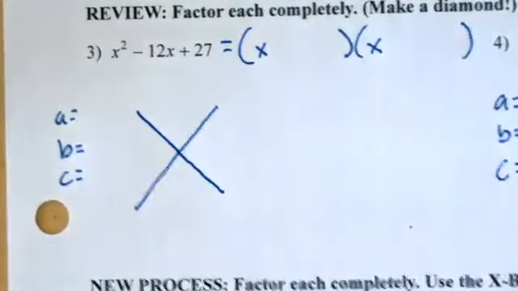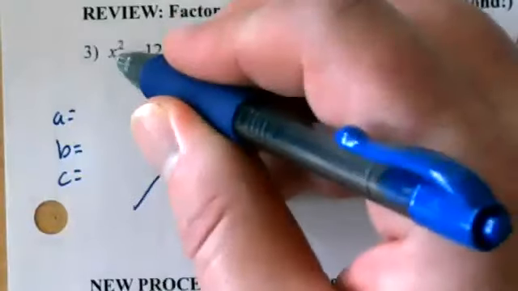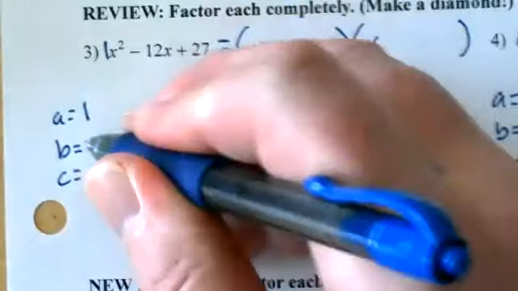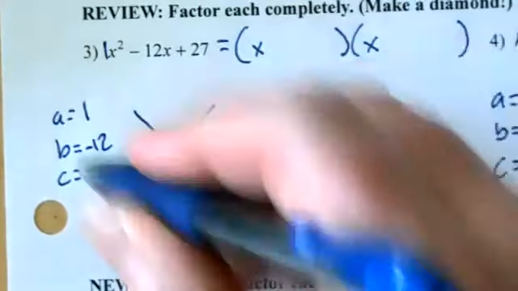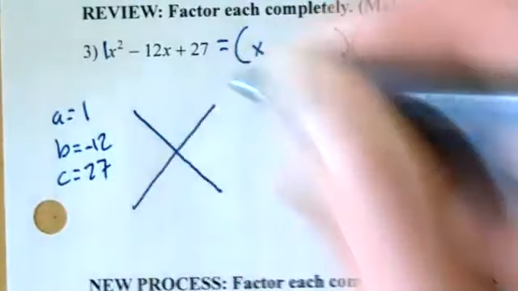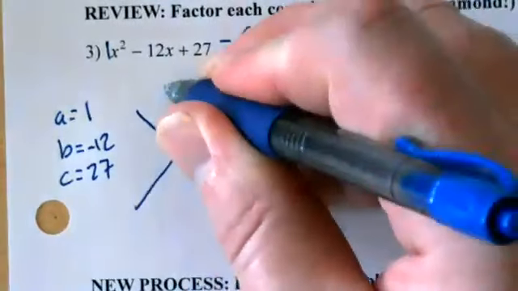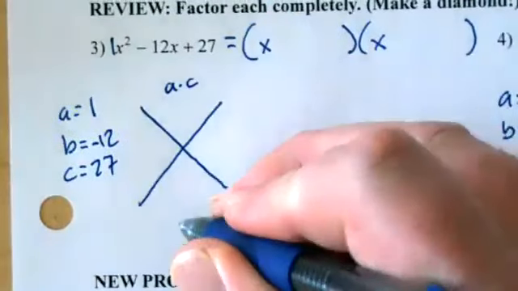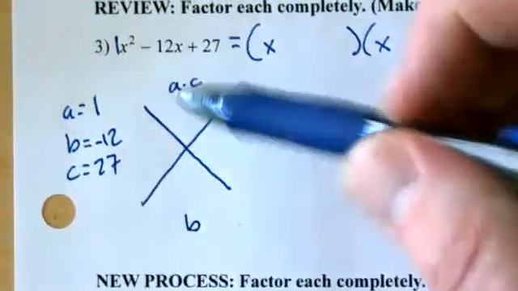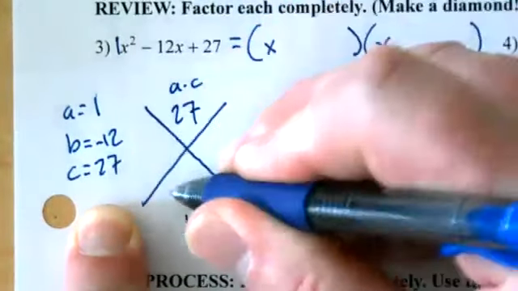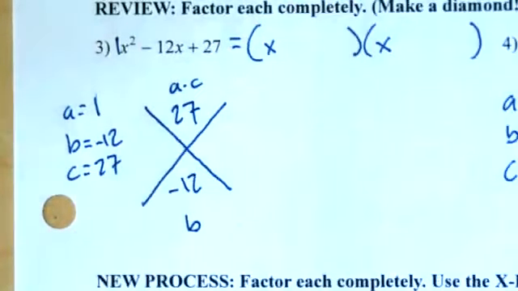So A is 1, because there's a 1 in front of the x squared. B is negative 12, because there's a negative 12 in front of the x. And C is 27, because my constant term is 27. We learned on Monday and practiced Wednesday that the top of our diamond gets an A times C, the bottom gets a B. So the top here is going to be 1 times 27, which is 27. The bottom is negative 12. And then we do the diamond problem just like we've been doing them since that first week of September.